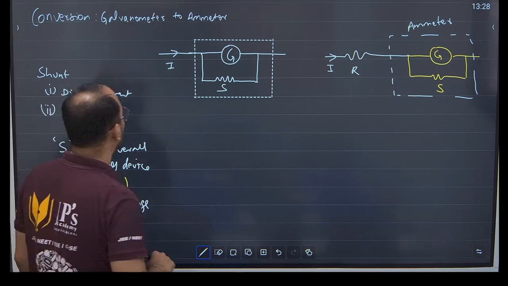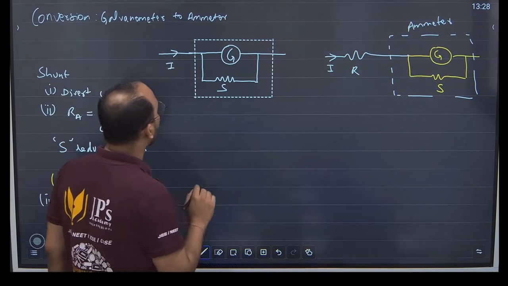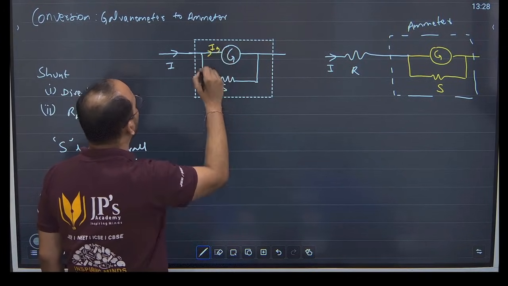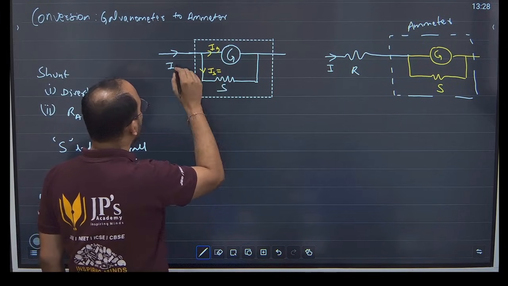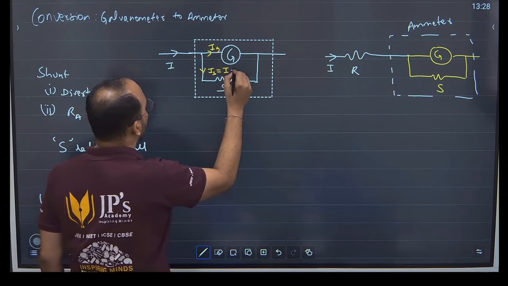We can use a shunt. Okay, so it protects the galvanometer as well as it increases the range. Okay, ठीक है, जो I जाएगा वो क्या करेगा, वो स्प्लिट हो जाएगा. यहाँ पे जाएगा IG. Okay, यहाँ पे जो जाएगा उसको बोलेंगे IS. We know that IS is basically what? It is the remaining current which is flowing, right? So it will be I minus IG.